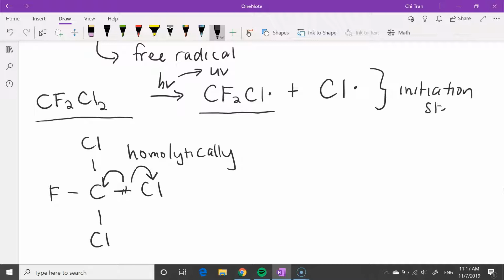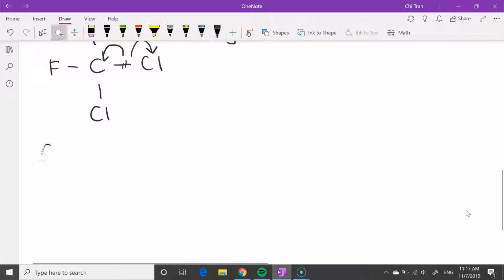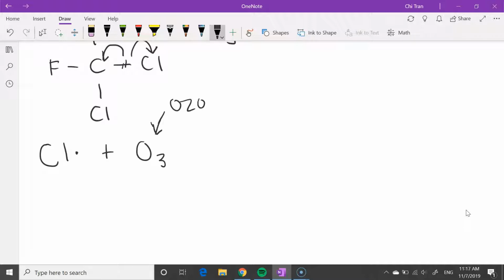And this first step right here is called the initiation step, because it initiates a chain reaction where the chlorine free radical will go on and react in several more steps. And so what happens is the chlorine will react with the ozone, and that's O3, to make ClO free radical plus O2.